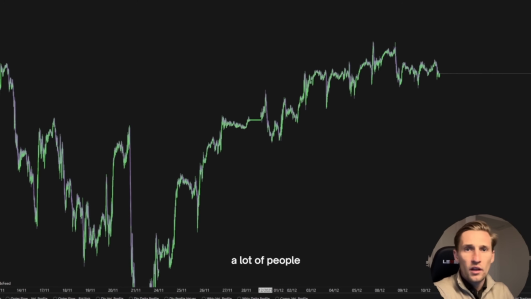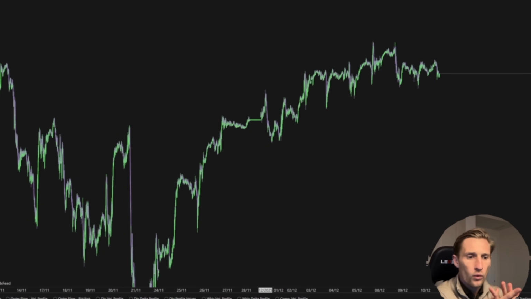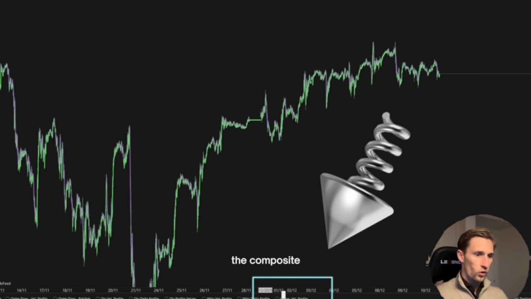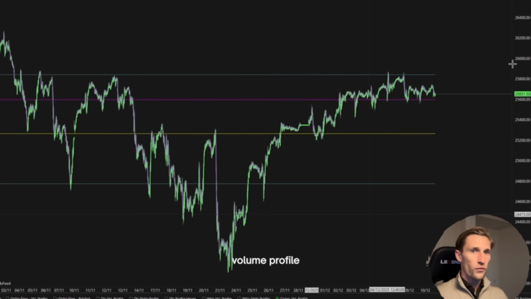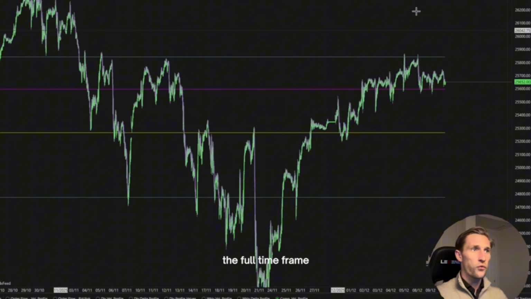So I saw that a lot of people are struggling with how to plot the volume profile. So let's start at the big time frame, and then slowly we are going to the lower time frame. So let's start with the composite volume profile. And we can select the composite volume profile here, and this volume profile is just over the full time frame that you have selected here.